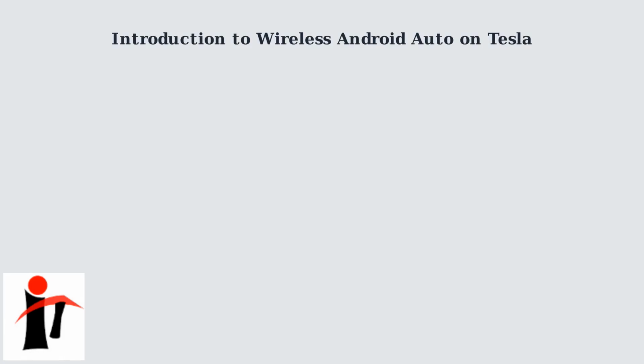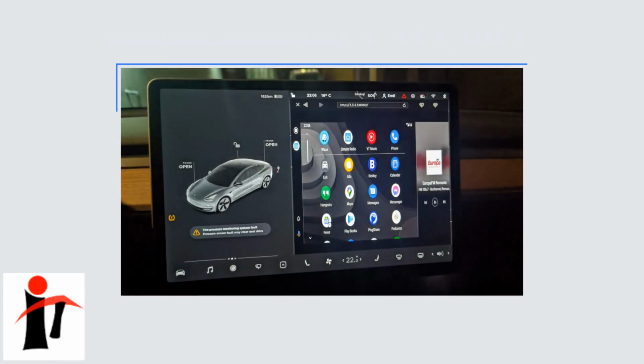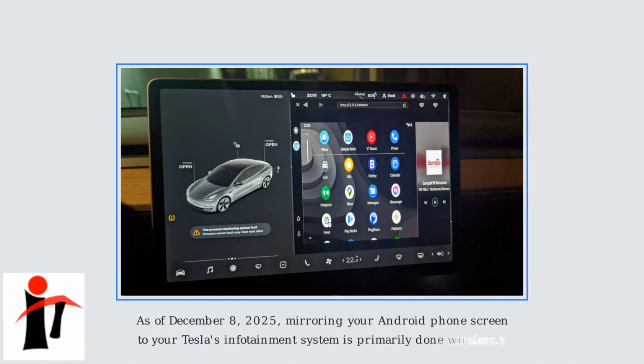As of December 8th, 2025, mirroring your Android phone screen to your Tesla's infotainment system is primarily done wirelessly through Android Auto. This allows you to access navigation, media, and apps from your phone directly on the Tesla screen without needing any cables. This video will guide you through the process, focusing on models manufactured after 2022: Model 3, Model Y, Model S, and Model X, running software version 2024.44 or later.